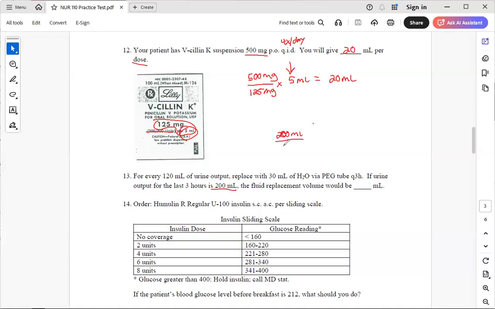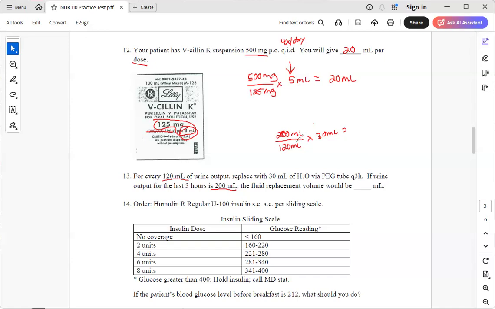I'm going to put that over what I call the expected output, right? Because this is what's associated with: for every 120 milliliters out, we're going to replace with 30. And the reason this gets confusing is because this is not necessarily the order or available. I know from experience that this is how this will work out.